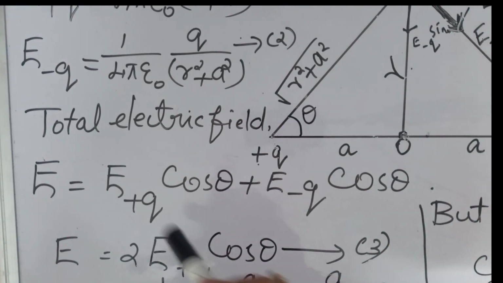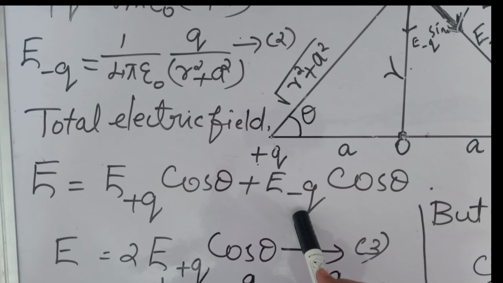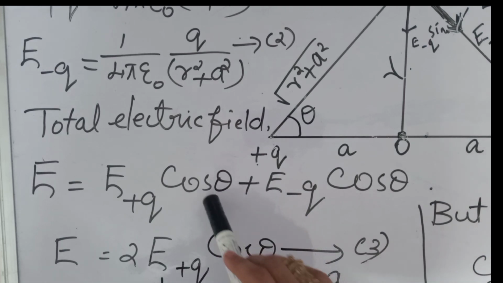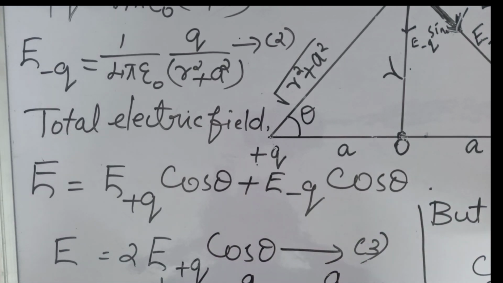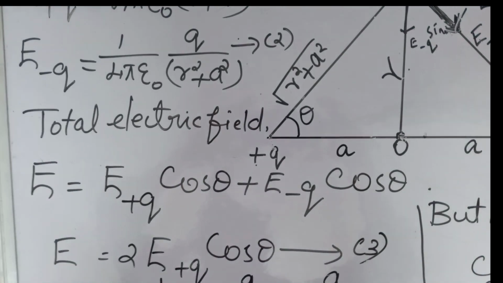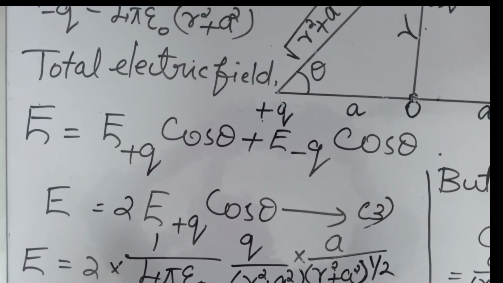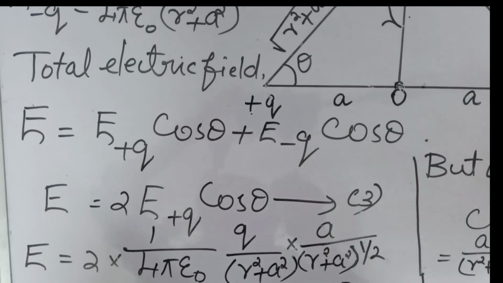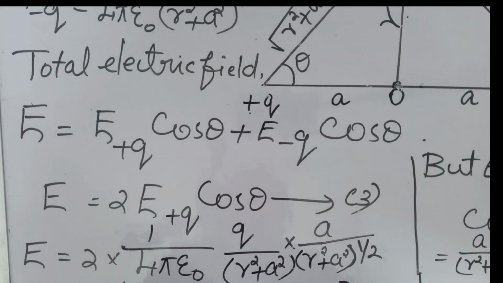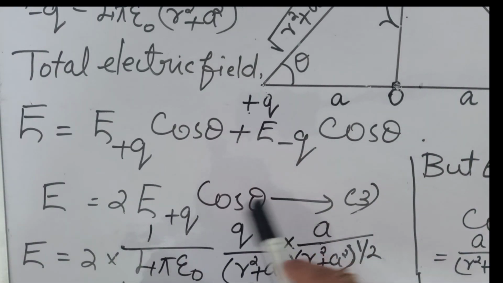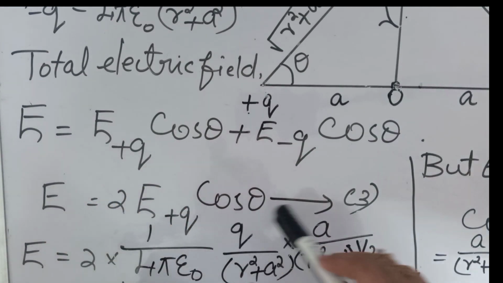And we know that E plus Q is equal to E minus Q, right? Then cos theta is common. So how can we add these two here? That will be 2 into E plus Q cos theta. Clear? Because this E plus Q is equal to E minus Q. So 2 E plus Q cos theta, that is the total electric field.